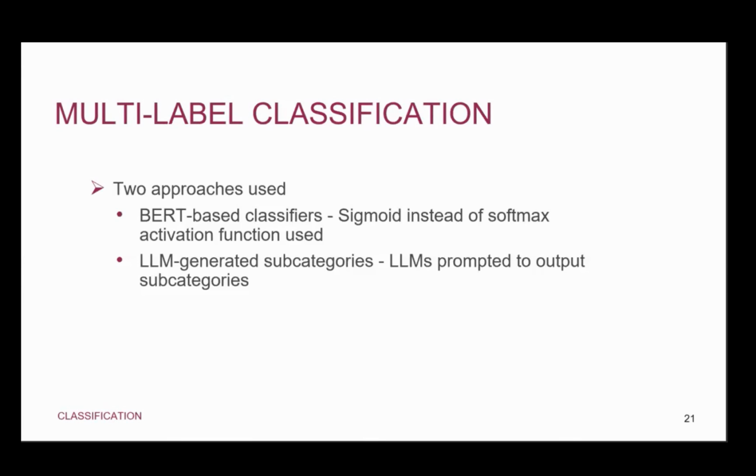For the BERT-based approach, we use a sigmoid activation function, which gives you the probabilities across different classes instead of softmax and taking the maximum of them. I stuck to the top three labels because we wanted to see what the top three labels are, and this gives you an idea of what kind of topics might be discussed in that chapter. And the second was using LLMs to generate subcategories, and the LLM was prompted to generate multiple categories.